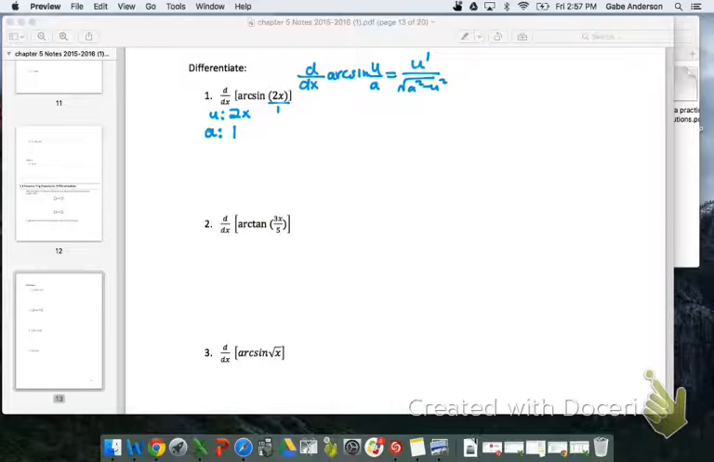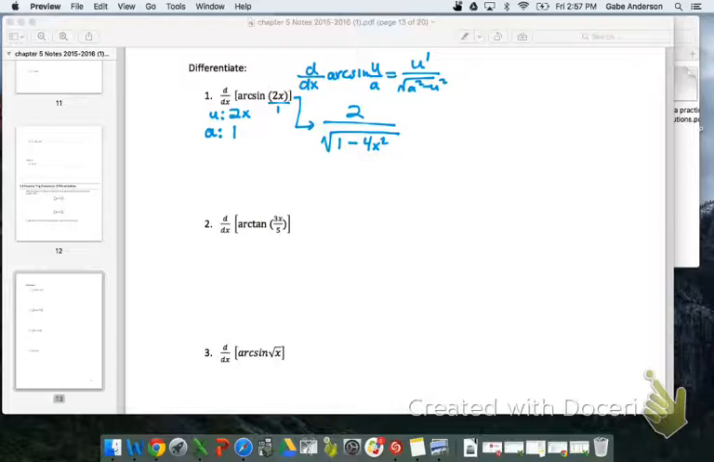So knowing that, I think I can handle this derivative. The derivative then of arcsine of 2x is going to be u prime, and u prime, the derivative of 2x, is just 2, over the square root of a squared minus u squared. Well, a is just 1, so of course 1 squared is 1, minus u squared. That would be 4x squared. We square both the 2 and the x.